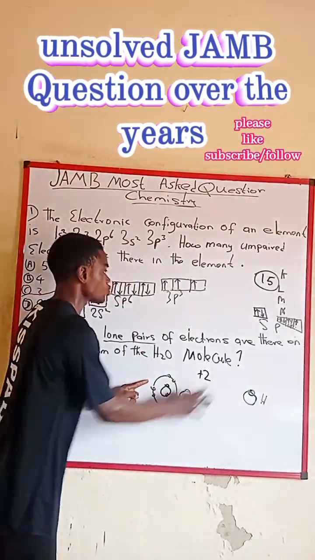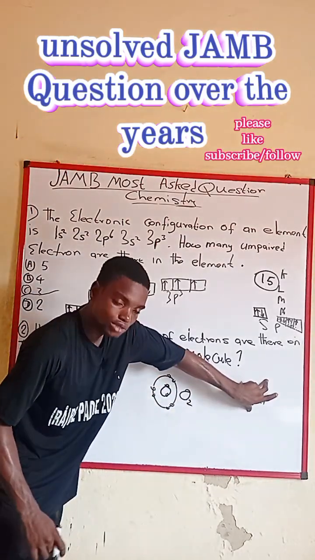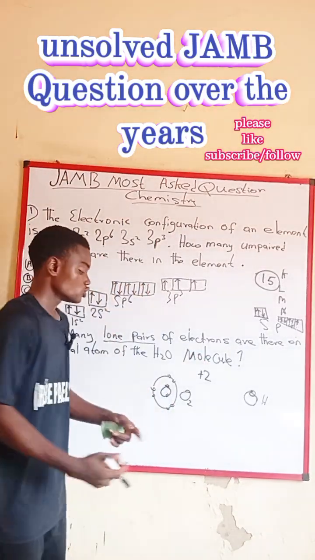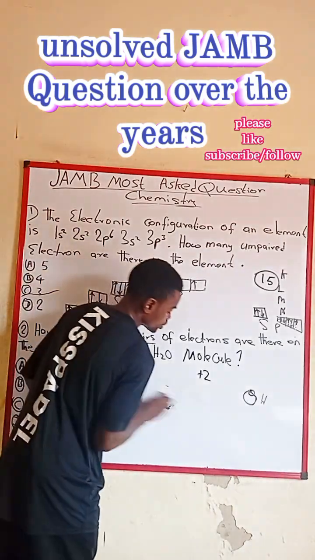Hence, it has not reached this what? Octet rule, which must be what? 8. Therefore, another hydrogen molecule will also come to combine with this, what? Oxygen. Let's look at the representation.